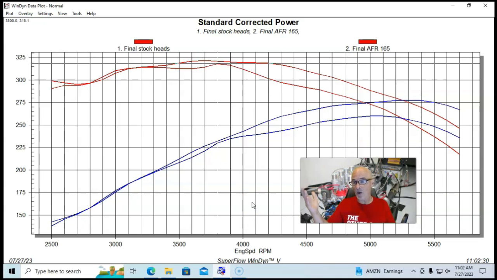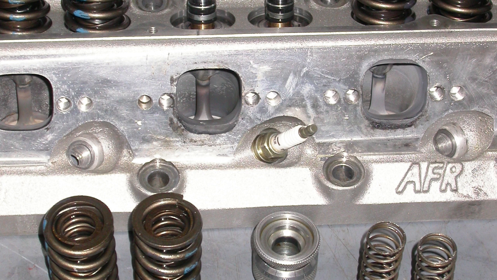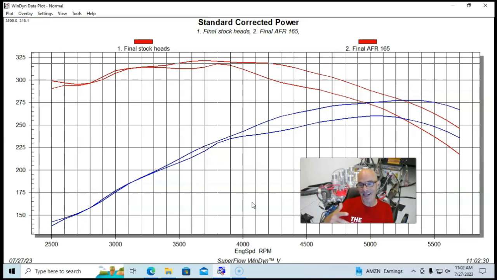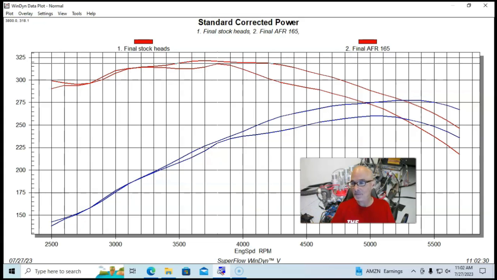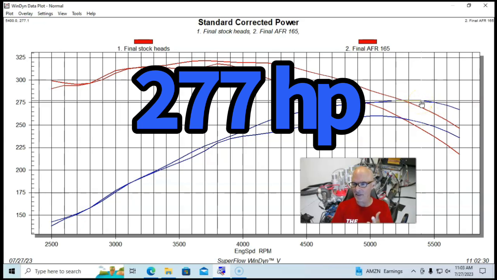They did add power, and as we would expect, the Airflow Research heads float a lot more than the factory head does, but they didn't add very much power. And the question is, why didn't they add very much power? Is that because the Airflow Research 165 head isn't any good and doesn't add any power? No, because we've seen them add, and I'm gonna show you in the next test where an Airflow Research head adds like 100 horsepower. But these things push power up to 277 horsepower.